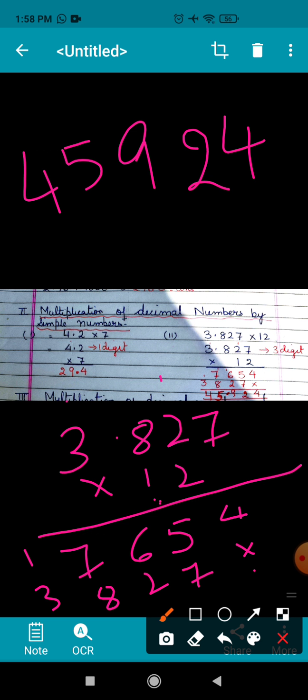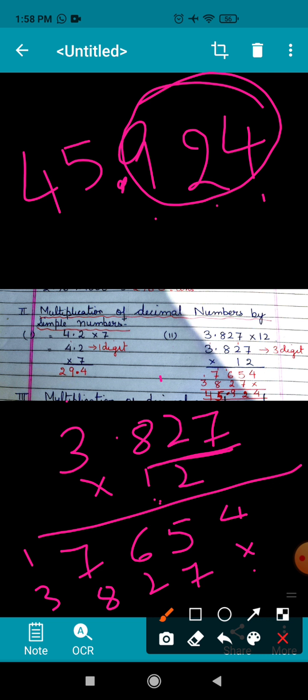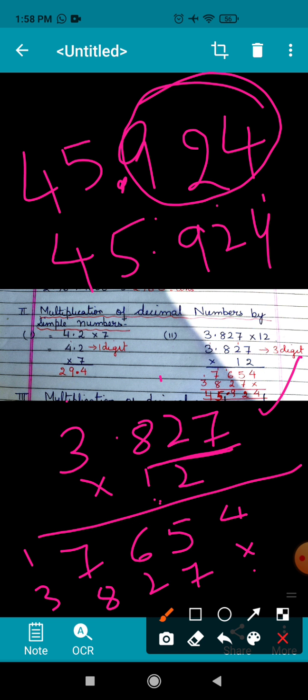Children, here what do you see? You see after decimal, how many digits? 3 digits. So, you will put decimal before 3 digits from the right side. So 1, 2, 3 and here you will put decimal. So the answer will be 45.924. Here you can see. Children, I hope you all have understood this method also.